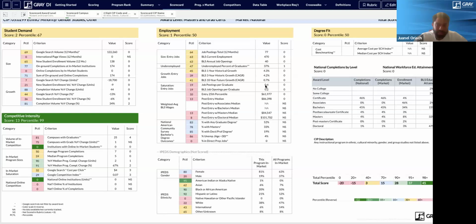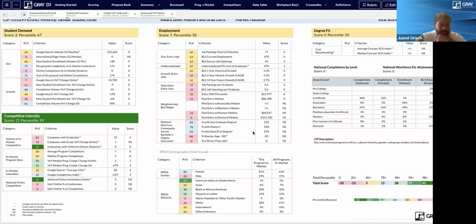Bob, anything you want to highlight here on the saturation? Look at it, underemployed percent of graduates is a scary number. 37% of graduates end up in a job that doesn't require college. Wages are also not great. Some interesting demographic data here. 81% female, 19% male.